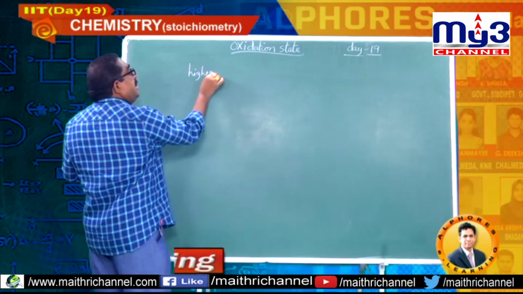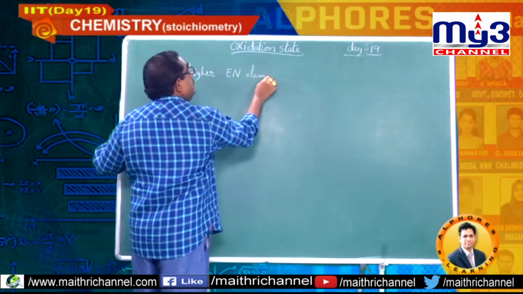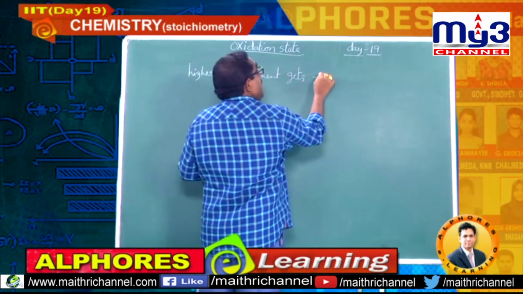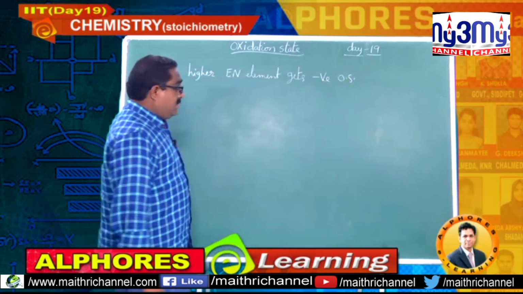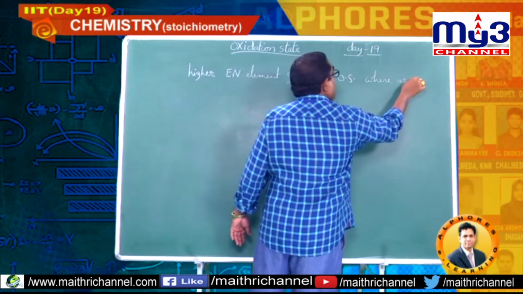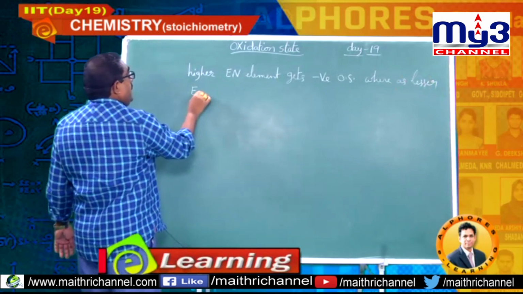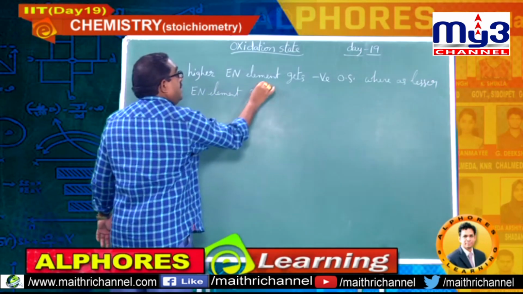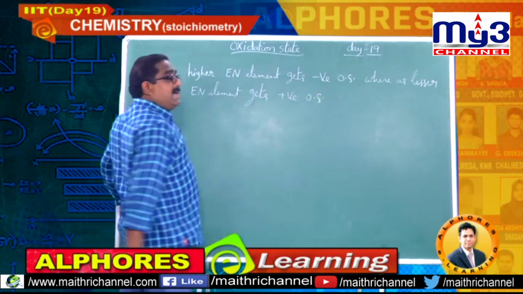Higher electronegative element gets negative oxidation state, OS I am writing, whereas lesser electronegative element gets positive oxidation state in a compound.